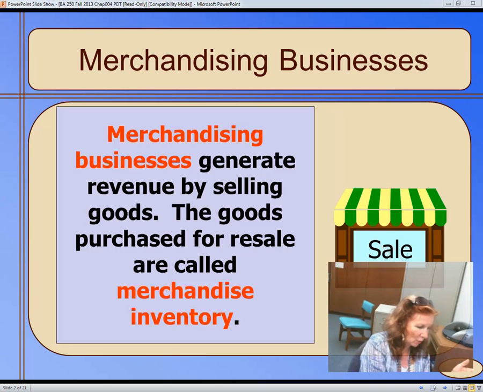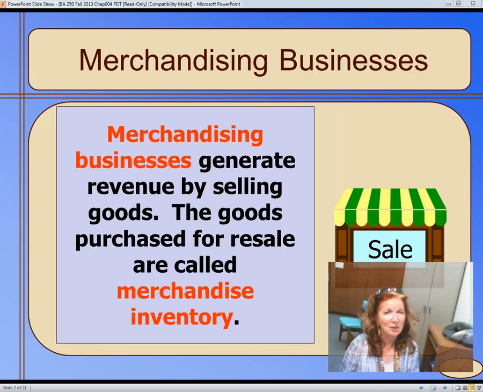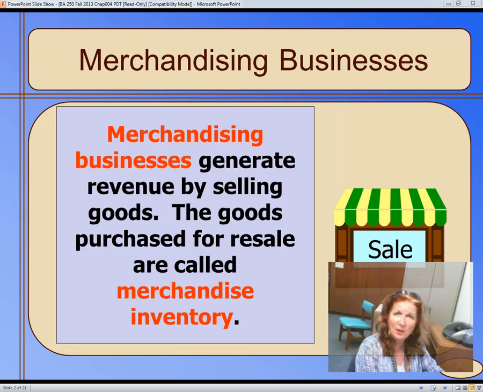And so then they say they're going to debit merchandise inventory, which is an asset, and it's going up because you have more inventory. And you're going to credit cash, the asset, because it's going down and you have less cash. So you reduce an asset with a credit and you increase an asset with a debit. So I'm going to debit merchandise inventory, the asset that's increasing, and I'm going to credit cash, the asset that's decreasing.